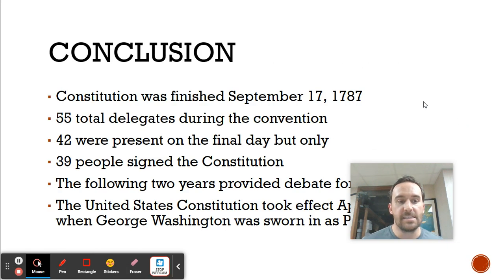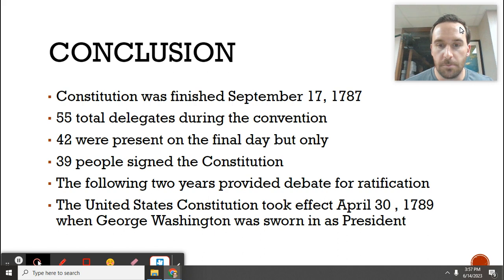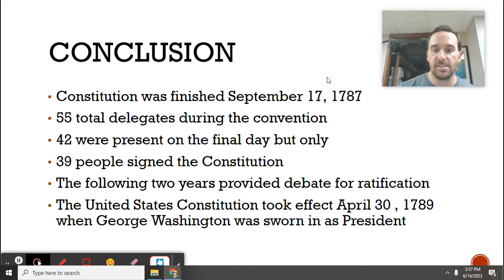So that is the end of the original parts of the Constitution. It was finished on September 17th, 1787. There were lots of people there who signed the Constitution, and it took a couple of years, but eventually all of the states ratified it, and finally George Washington was sworn in as our first president in 1789.